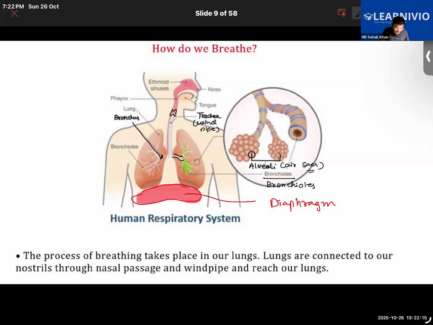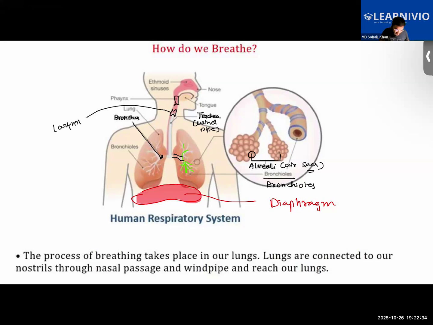That is called the larynx. I'm writing it over here. Larynx. And then above it, you have the pharynx also. Right over here, we have another structure called the pharynx.